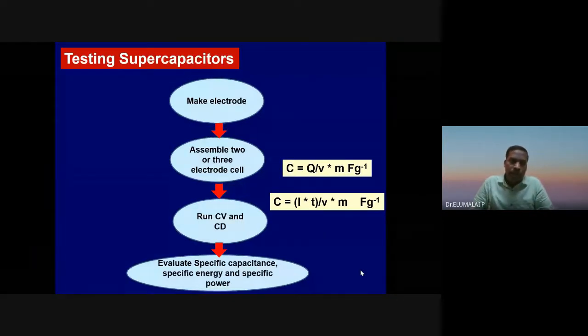Before you go for the device fabrication and testing, you have to make sure the material that you are going to use is an EDLC material or Faradaic material. How will you diagnose? For that you have to make an electrochemical cell which will have 3 electrodes. Your material that you have converted into electrode is termed as a working electrode, WE, working electrode.